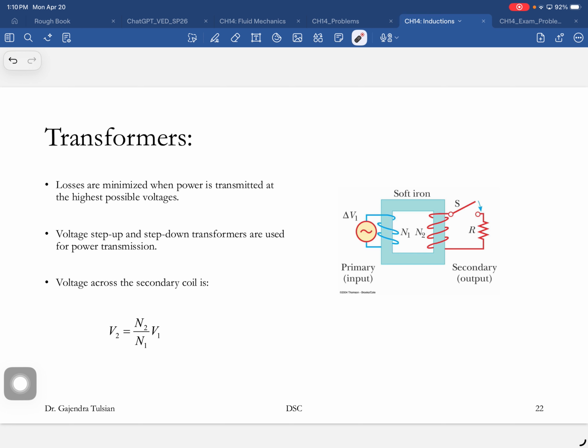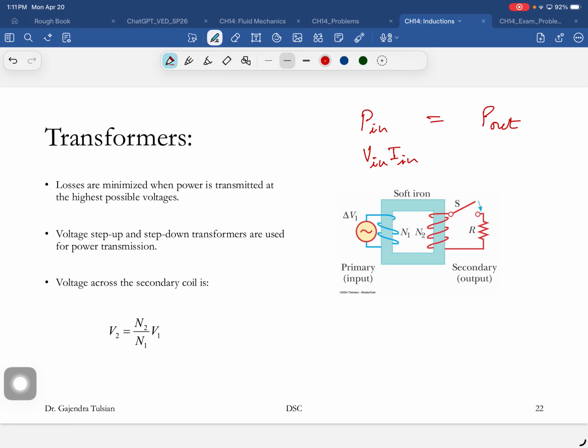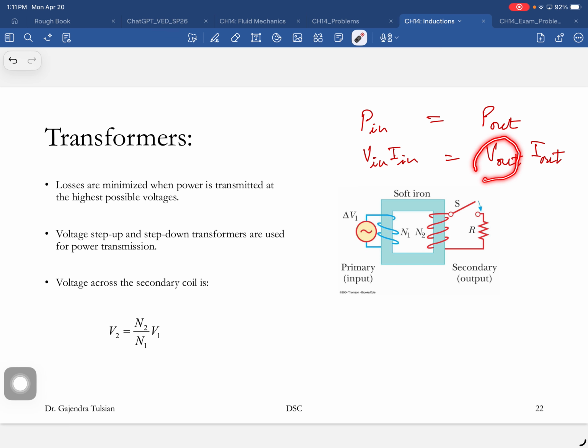Does it use energy from the other coil? Okay, so power input is equal to power output. And power input is V in times current in, equal to V out times current out. So when the output voltage increases by a factor of 100, the output current decreases by a factor of 100. Now this is under ideal conditions. Some energy is lost as heat and in hysteresis, but in ideal conditions, that's what's happening.